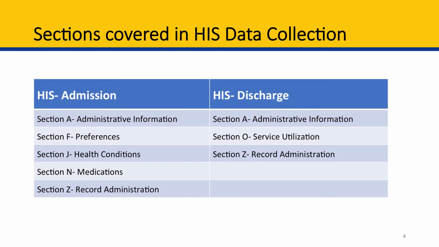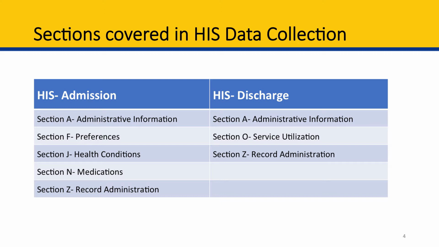Let's start with sections that are covered in HIS data collection. You will notice that the data collected varies depending on which HIS record is being completed. The HIS admission record collects data from sections A, F, J, N, and Z, while the HIS discharge record collects data from sections A, O, and Z.